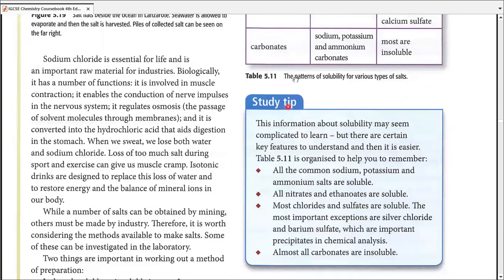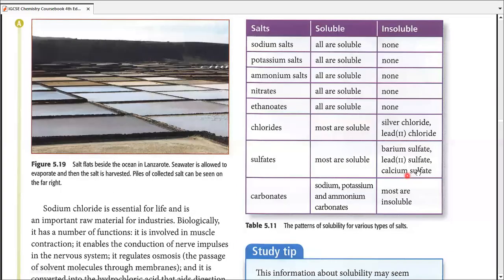Now this is table 5.11 and this study tip. Both are the same thing. Study tip actually summarizes this entire table. But what I ask most of my students is not to go with the study tip. Instead, this table is pretty good. Otherwise, you can take hints from the study tip to memorize this table better. That can also work well. Let's go with the table.